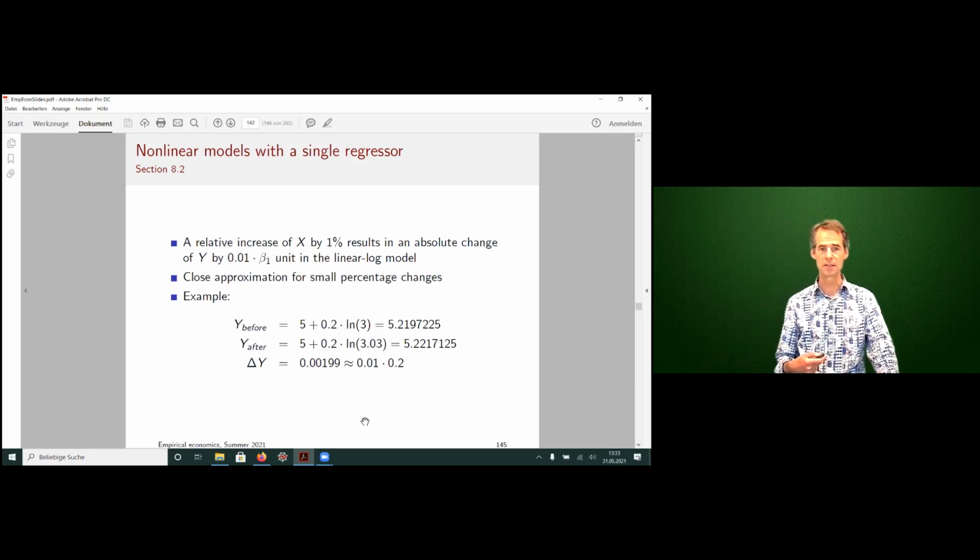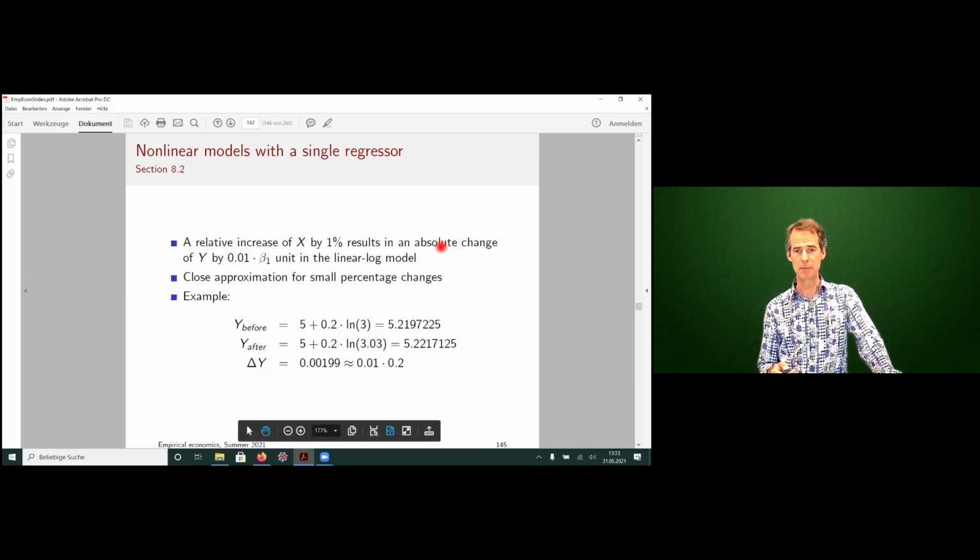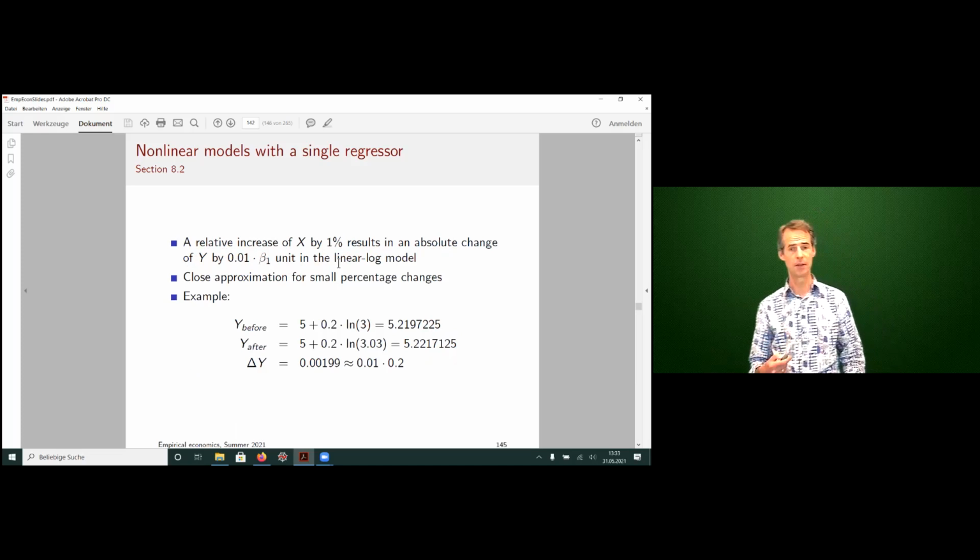So a relative increase of x by 1% results in an absolute change of y by, well, 1% times beta 1, okay, in the linear-log model. And this approximation is very close for small percentage changes of 1, 2, 3, 5%, maybe 10%.